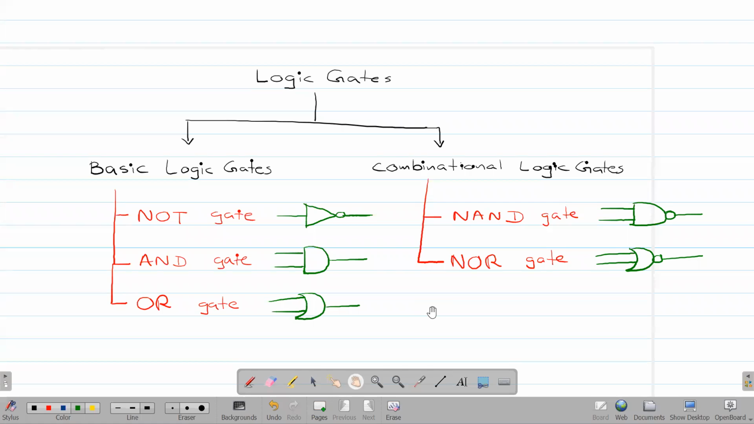Okay, I want you to take this down in your books as the first note of the logic gates. So hurry up, people. Let me know when you are done.